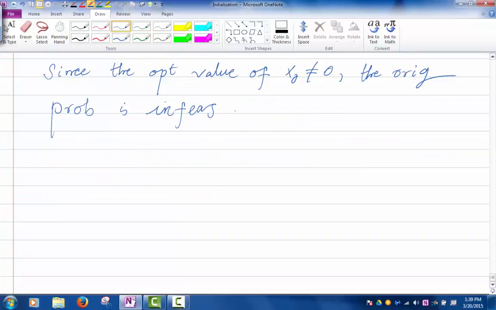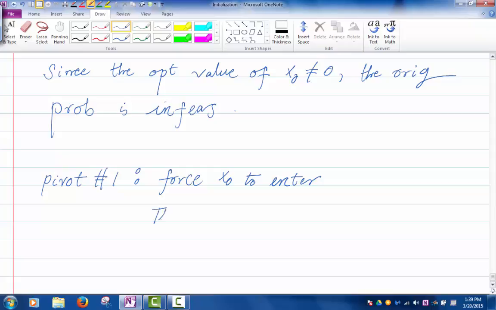So let me end by some final remarks here. The pivoting operation number 1 is what? It's always you force x0 to enter, and then which variable leaves?